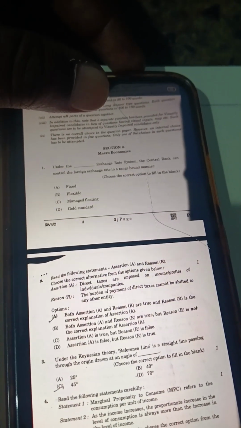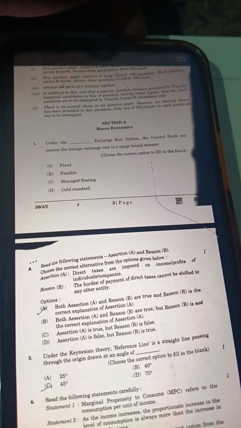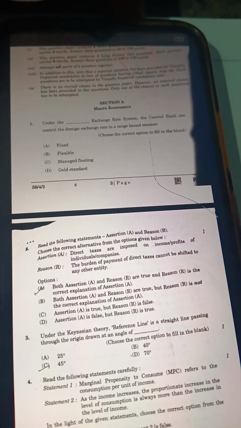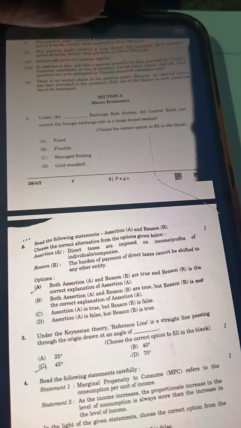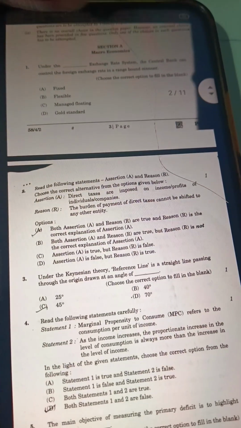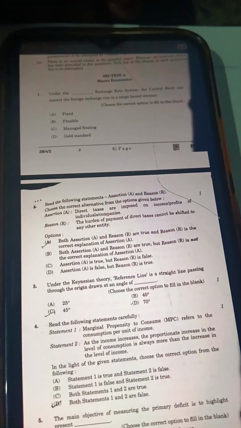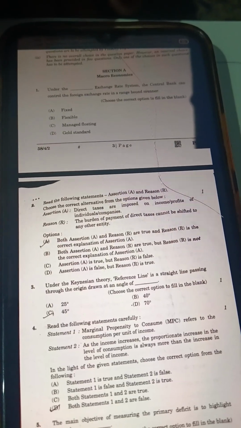I'll discuss 10 questions most probably today in my class, okay? And I'll try to make you understand the meaning, like what happens in each question. You see question number one here. Under the managed exchange rate system, the central bank controls the foreign exchange in a range bound manner.